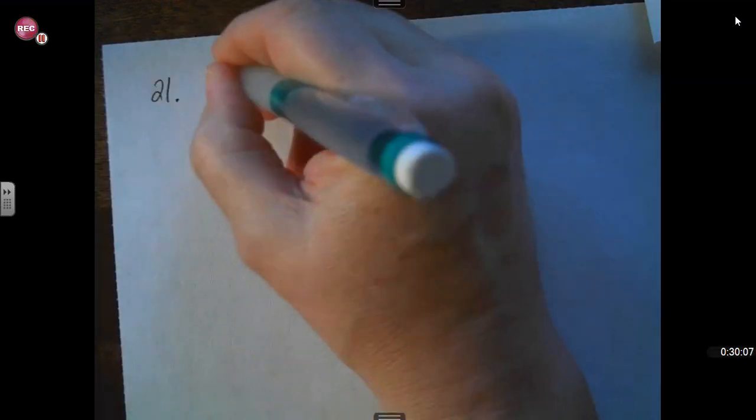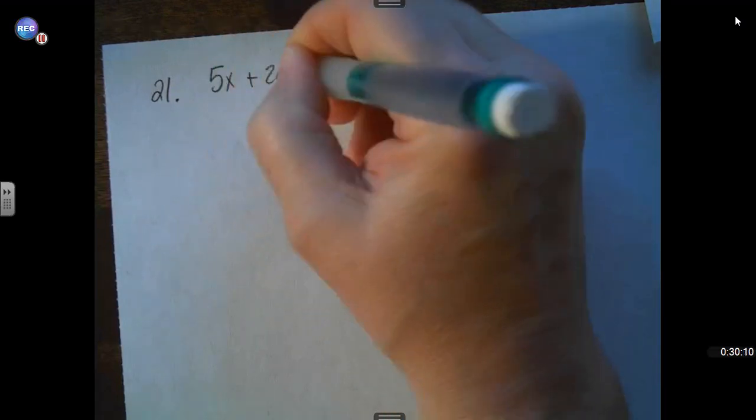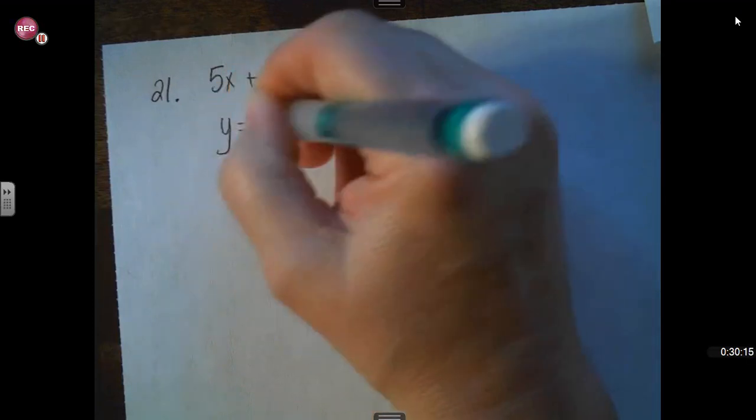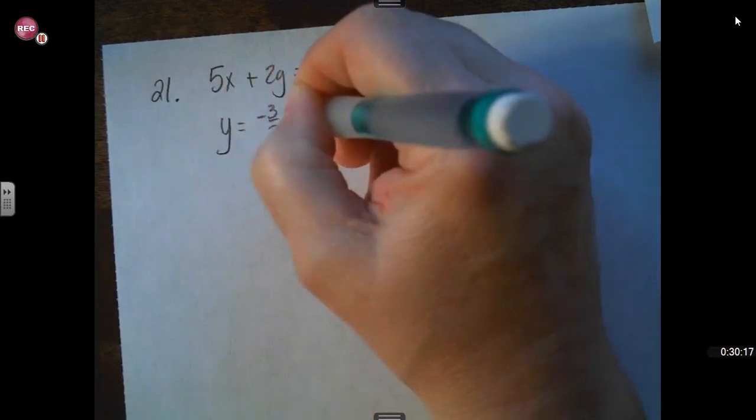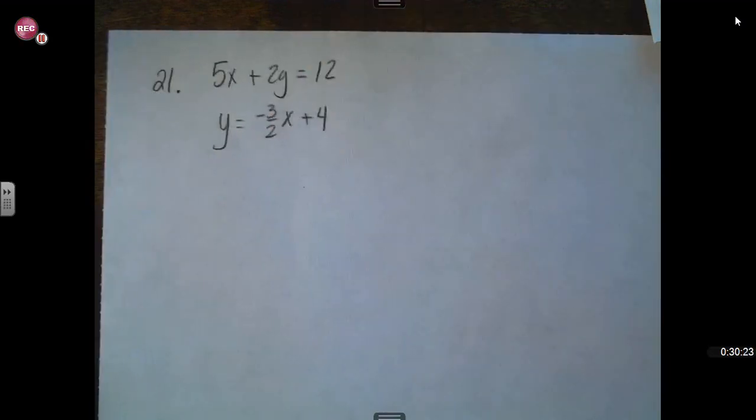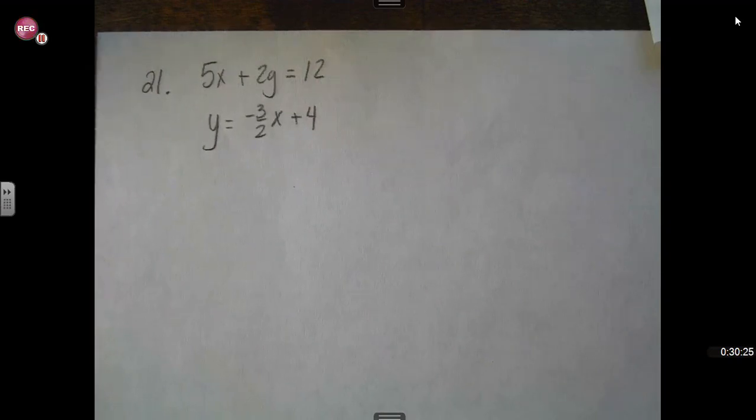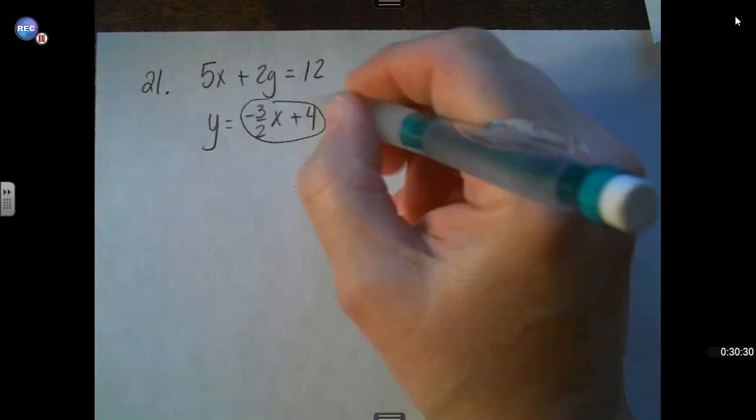Then we want to do that 2 more times. So see, that was 20. So now we're going to do 21, which has 5x plus 2y equals 12, and y equals negative 3/2 x plus 4. So again, this is already set up for substitution. So I am going to take and substitute this into this top equation for y.